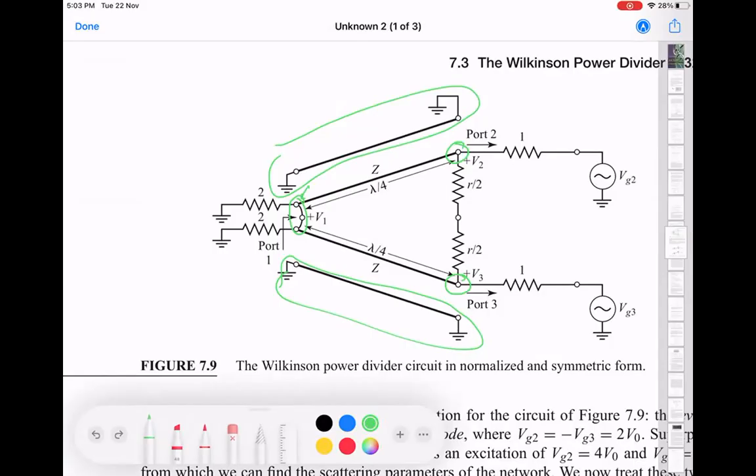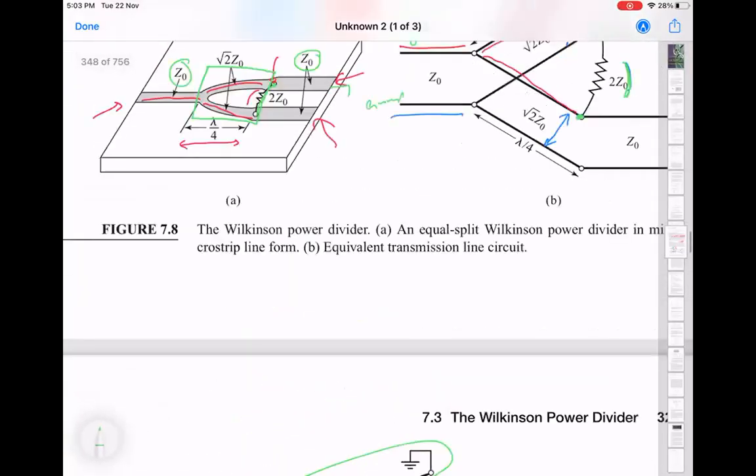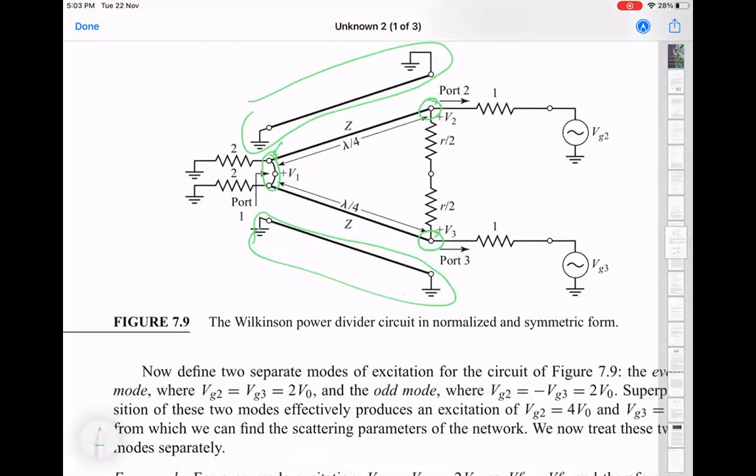So your lambda by 4 section, two of them, and the characteristic impedance of that has been written as Z. Even though in the previous case, a specific value was given, root 2 Z0, here they have just written it as a value of Z. The characteristic impedance has all been normalized to 1. This is just for simplicity of the calculation so that you're not carrying around 50 and hundreds everywhere. This is just a mathematical trick. So 50 ohms has become 1 in this picture.